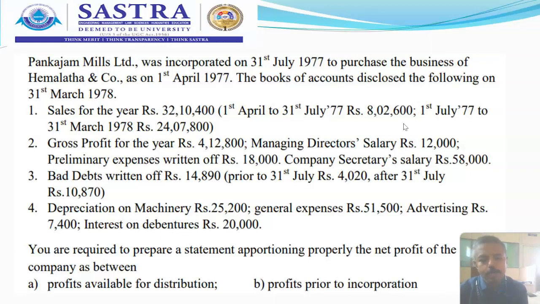20,000. Pre-incorporation you can write as nil. Post-incorporation rupees 20,000. Next, depreciation and amortization expenses. So depreciation on machinery. Is that machinery purchased only after incorporation? No, because it is an ongoing business.